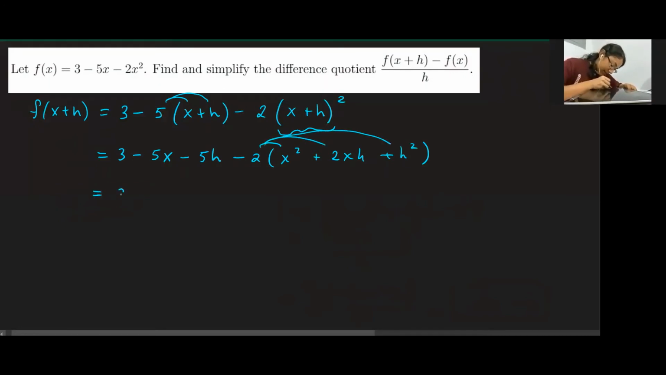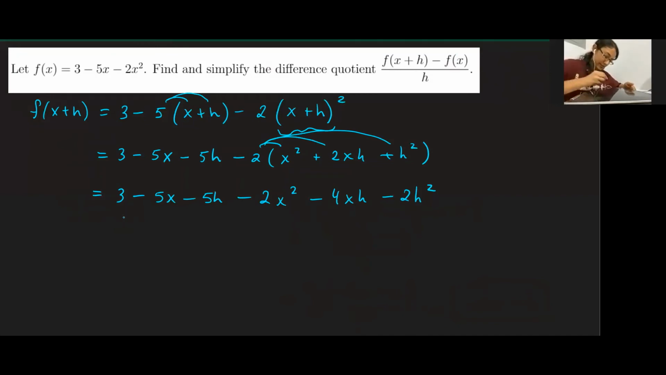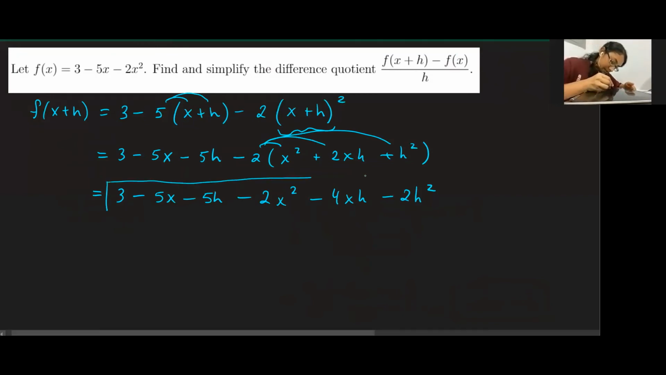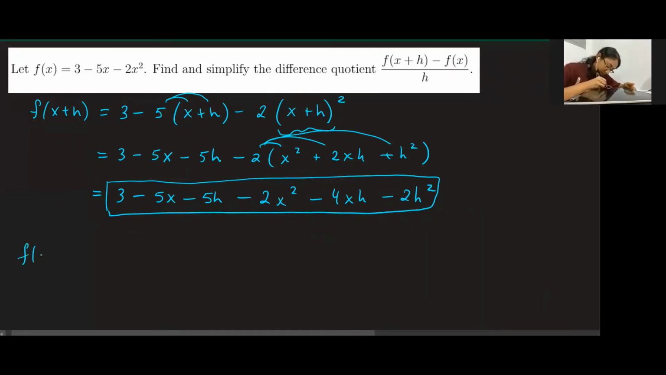So we have 3 minus 5x minus 5h minus 2x squared minus 4xh minus 2h squared. So that will be the expression for f of x plus h. So there are no like terms to combine. So we're going to keep this for later on. Now let's go ahead and find f of x. Well, f of x is just the function itself. So we'll just rewrite it, 3 minus 5x minus 2x squared. So that's just the original function.